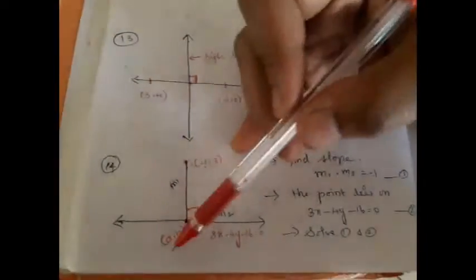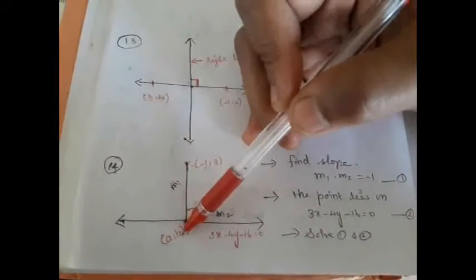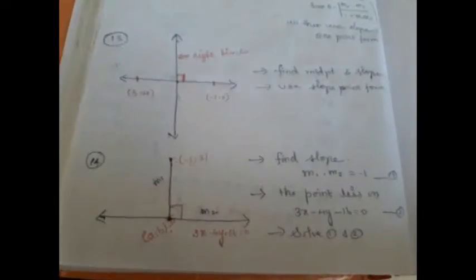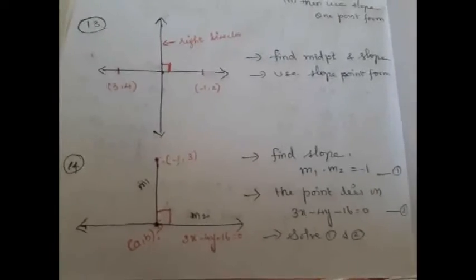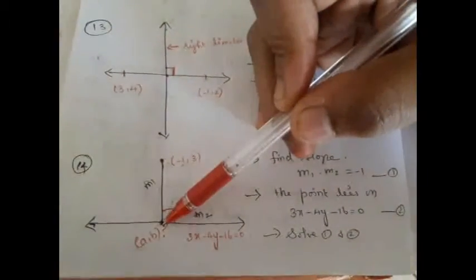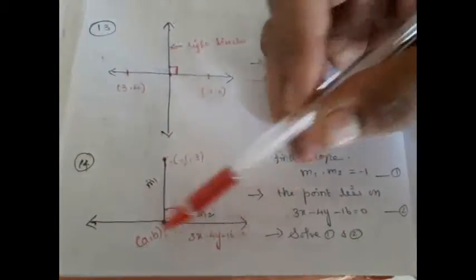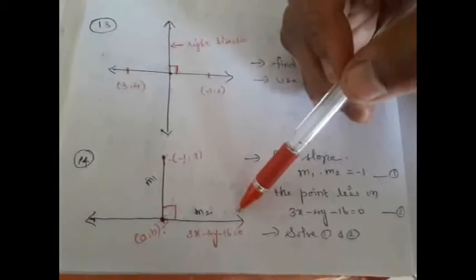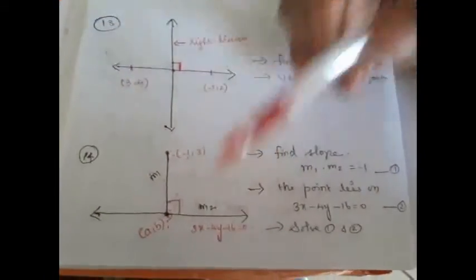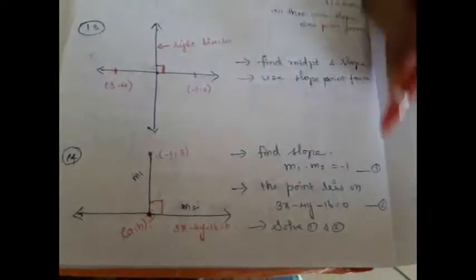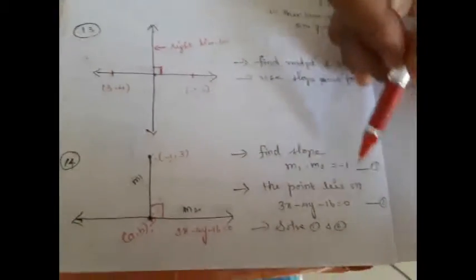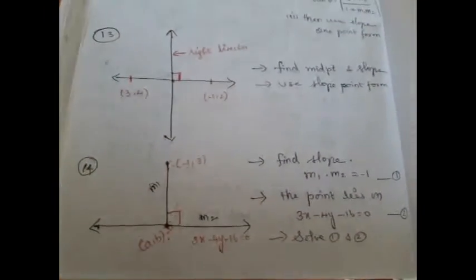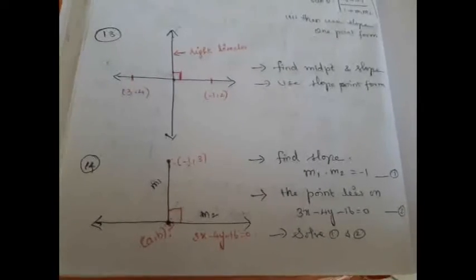If only one coordinate, the x coordinate or y coordinate, is missing, we can find it using that. So how can we obtain the other equation? We know a comma b lies on this line as well, right. So substitute a comma b in this, we will get another equation in terms of a and b. Now if we solve these two equations, we can find the values of a and b.